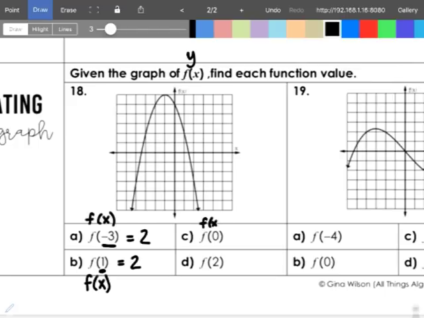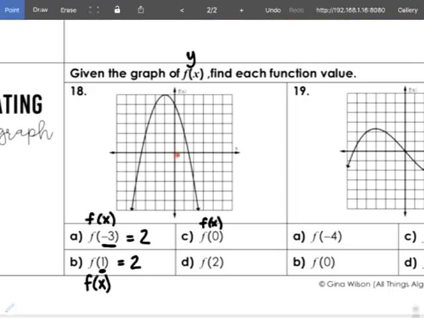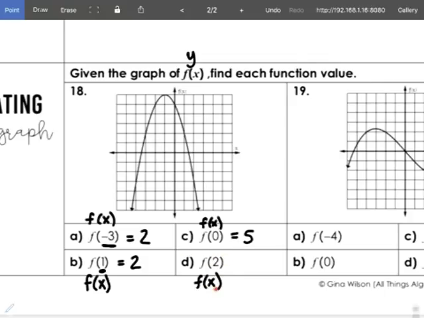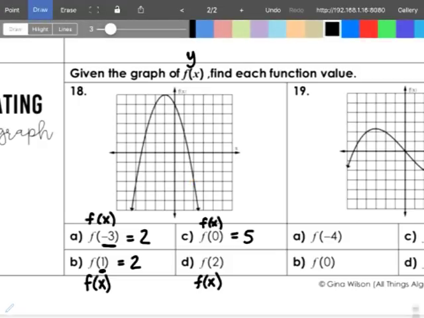Okay, so again, f of x. What is it saying x is in this case? It's saying x is 0. So when x is 0, what's y? Well, I'm going to trace back up to my graph up here. What's this point up here for y? 1, 2, 3, 4, 5. So y is 5. F of x is 5 when x is 0. That's all that's saying. Okay, f of x. So when x is 2, 1, 2, what is y? Well, 1, 2, 3. It hits right here. So y is negative 3.